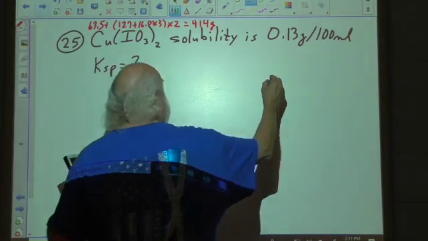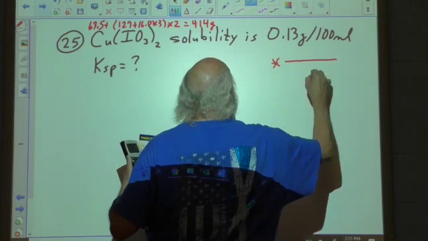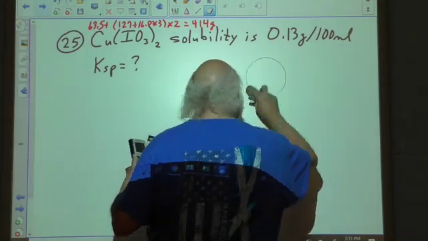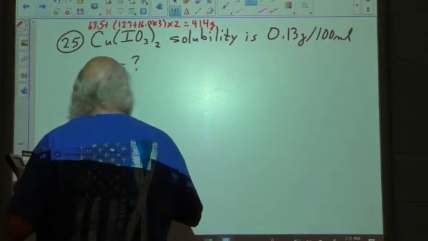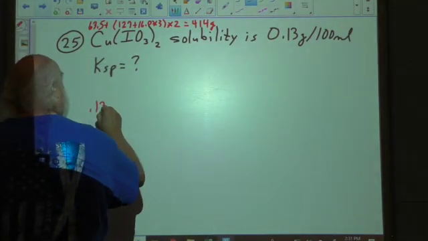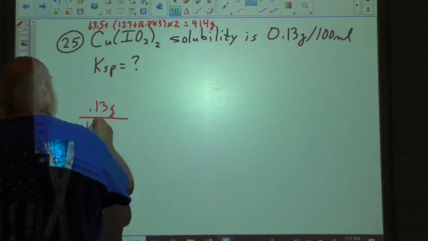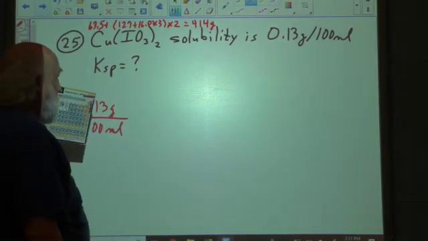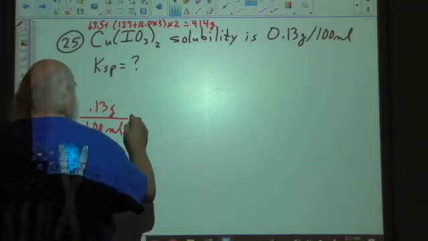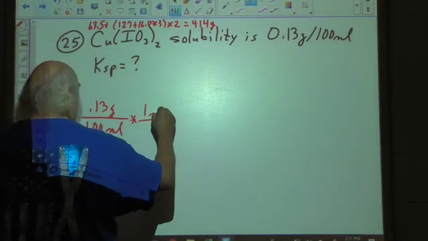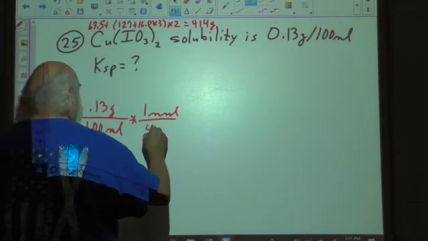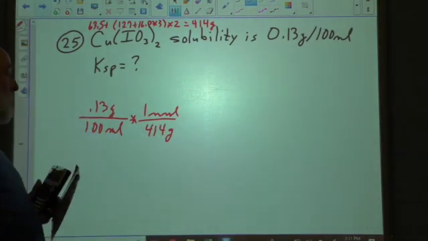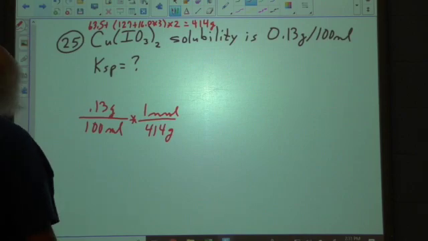So we're going to multiply this. Actually, let's do this down here. So we got 0.13 grams over 100 milliliters of water. So we're going to change the grams to moles using that. So 1 mole on top, 414 grams on the bottom. But now we got to change milliliters to liters because we want moles per liter.